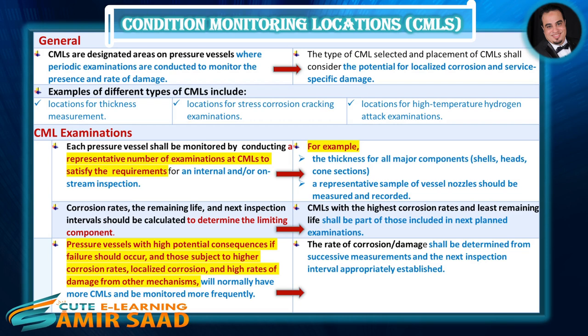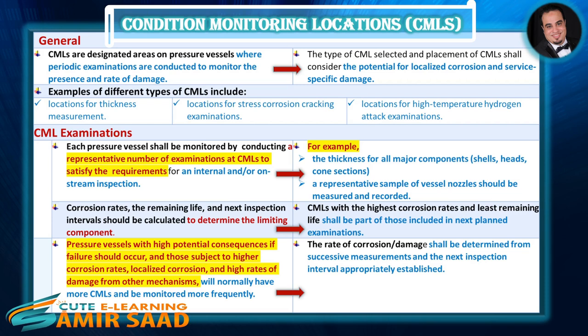For example, the thickness for all major components, shells, heads, cone sections, and a representative sample of vessel nozzles should be measured and recorded. Corrosion rates, the remaining life, and next inspection intervals should be calculated to determine the limiting component. CMLs with the highest corrosion rates and least remaining life shall be part of those included in next planned examinations.